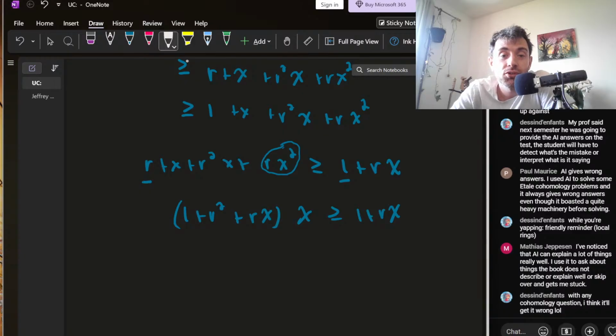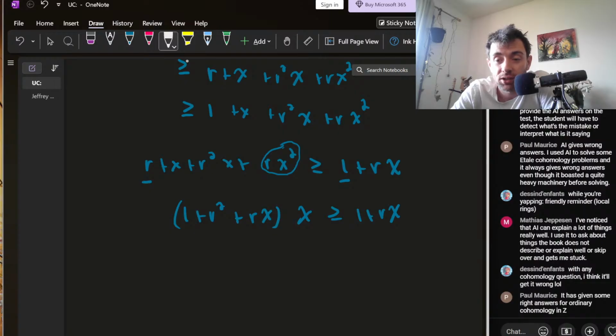Now, I would sooner trust its explanation than I would its computation, to be clear. Because, again, it's scraping the web for other people's explanations. Totally believable that it's mashed the right words together from that. You use it to ask about things the book does not describe or explain well or skip over and gets you stuck. Yeah, but you know what? You can also ask those things. You can go to Stack Exchange and you can just use ordinary Google. And I guarantee you a lot of those other things will be written by humans somewhere.